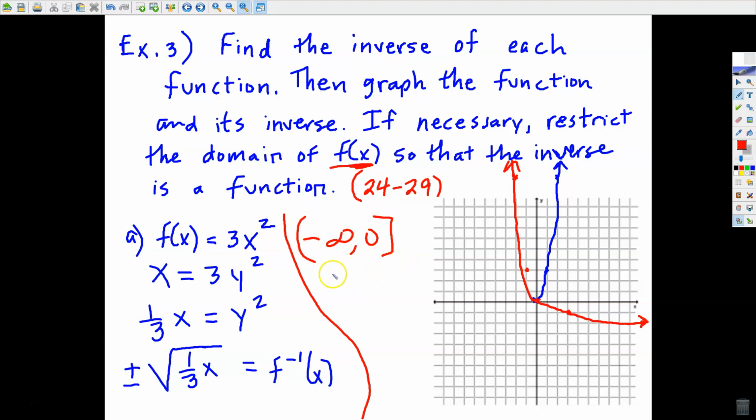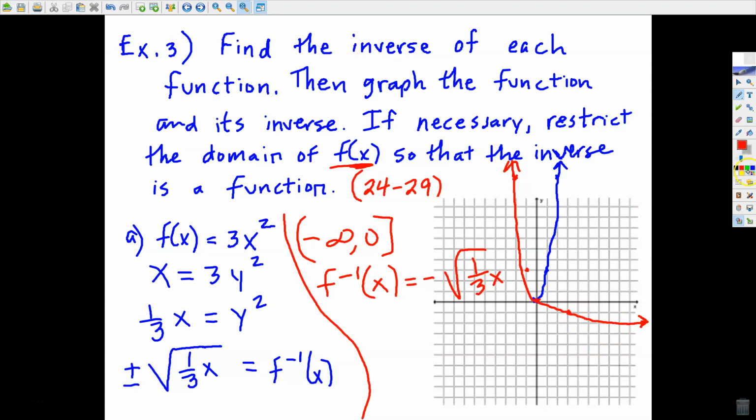And that would attach itself to the negative one of these: negative square root of 1 over 3x. It's negative because it's the piece that, when I reflect it, goes below the x-axis.